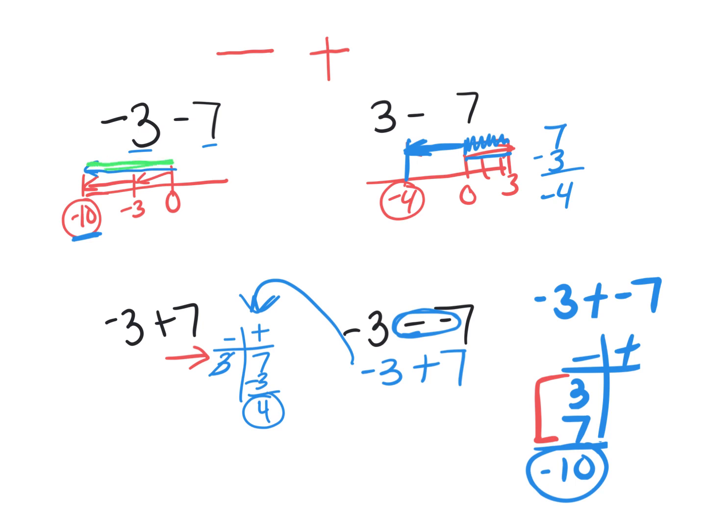If your arrows are same direction, you're adding those 2 distances together. If your arrows are pointing in opposite directions, you are subtracting to figure out where you are.